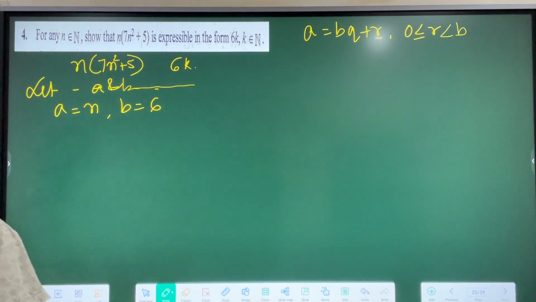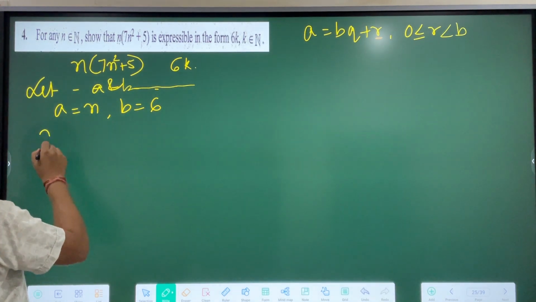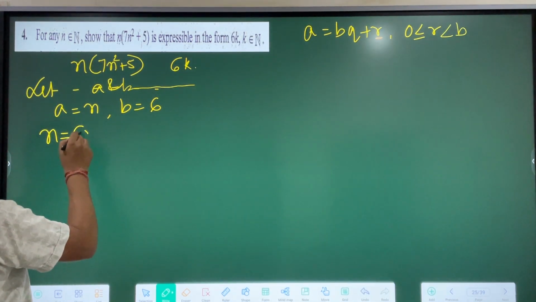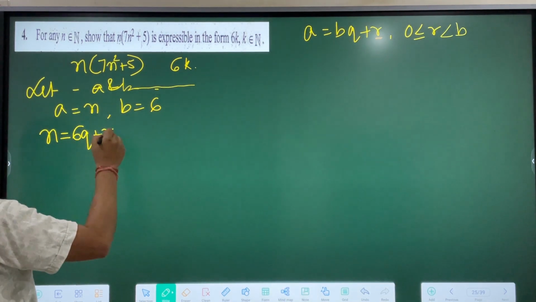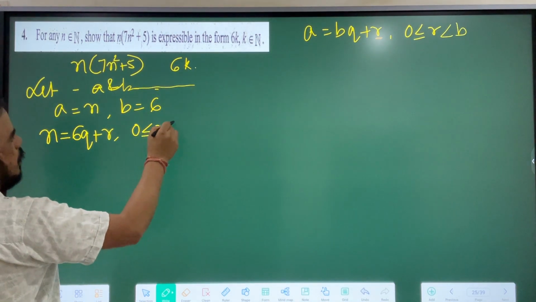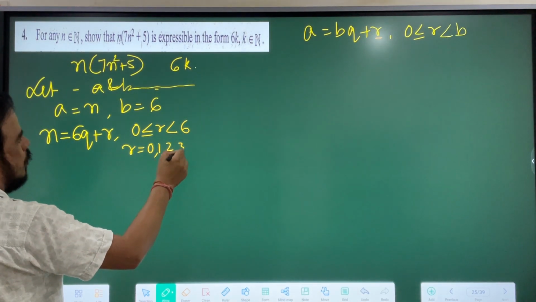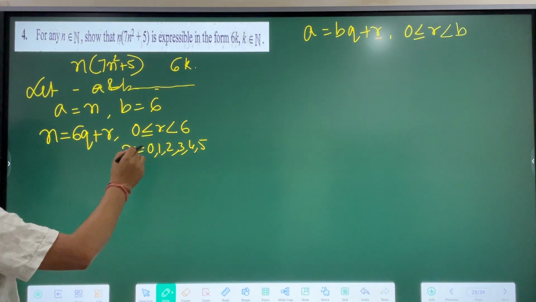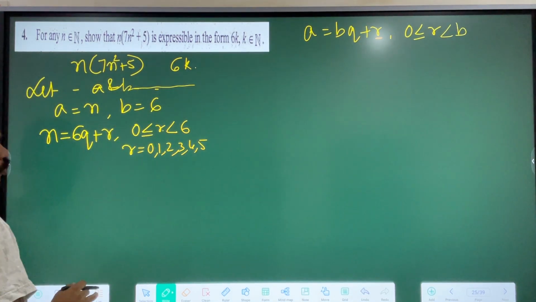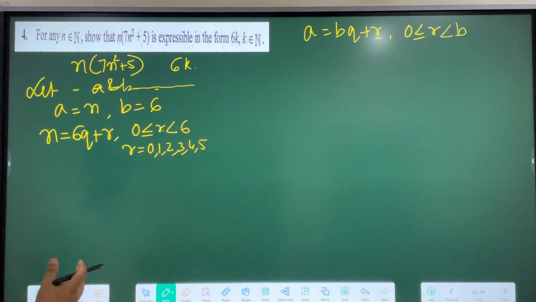Okay. Now, we will write the expression a equals bq plus r. We will write n equals 6q plus r. bq will be 6q because b equals 6. Now, we have to write r equals 0, 1, 2, 3, 4, 5. r is smaller than 6. 6 times we have to do. Like the previous sum, we will do the later part similarly.